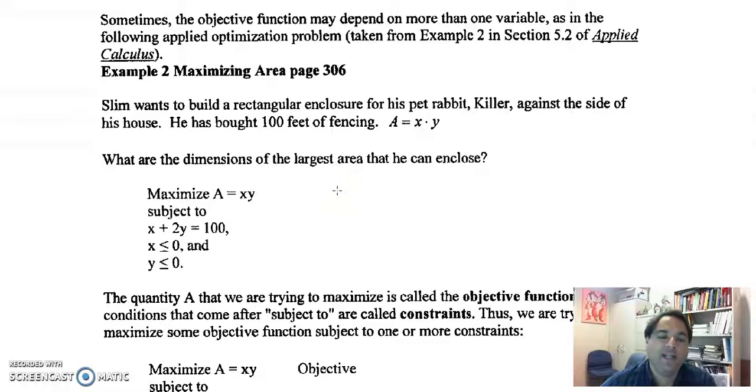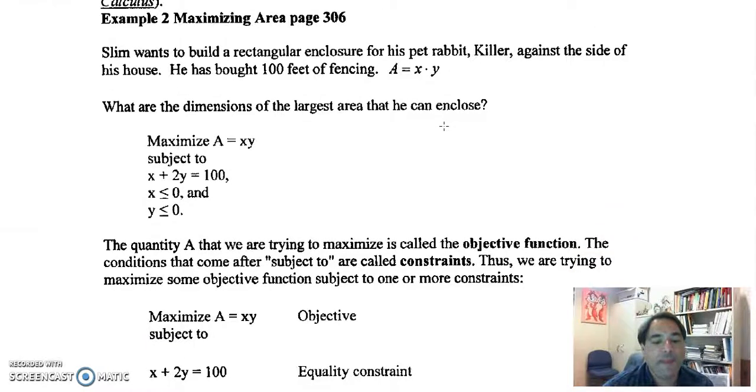Then we have this other example, not a major example, but I do want to go over it real quick. If we're trying to maximize area, remember area is x times y. So Slim wants to build a rectangular enclosure for his pet rabbit Killer against the side of his house. He has 100 feet of fence, and we know that area equals x times y. So he's trying to maximize area, x times y, knowing he has 100 feet of fence.